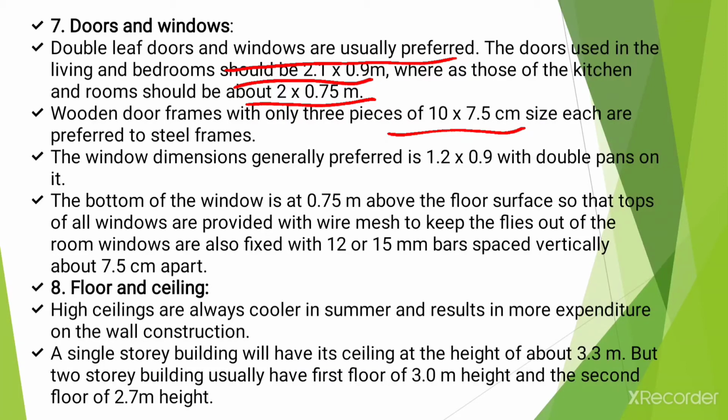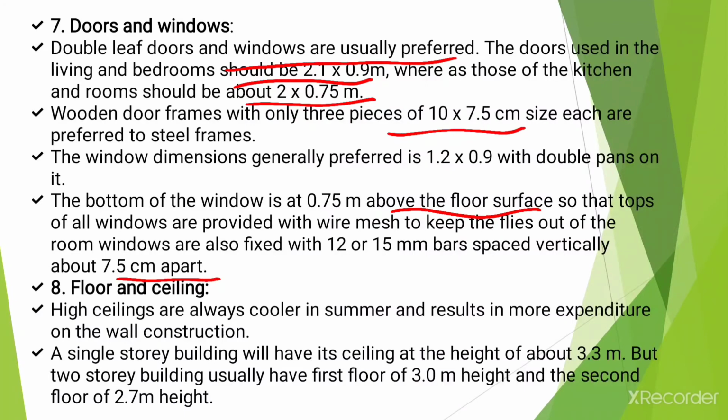The bottom of the window is at 0.75 meter above the floor surface, and the tops of all windows are provided with a wire mesh to keep the flies out of the room. Windows are also fixed with 12 by 15 mm bars spaced vertically about 7.5 centimeters apart.